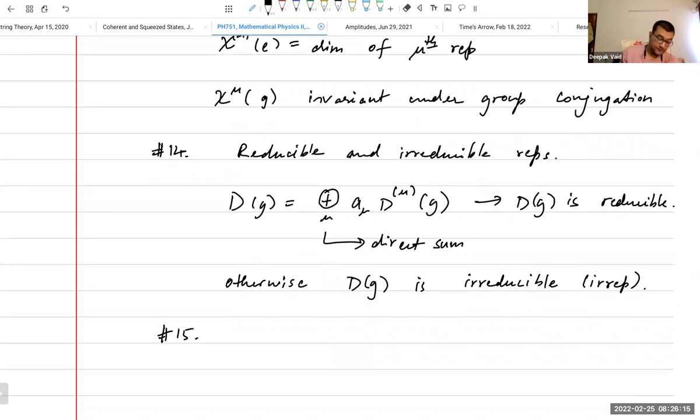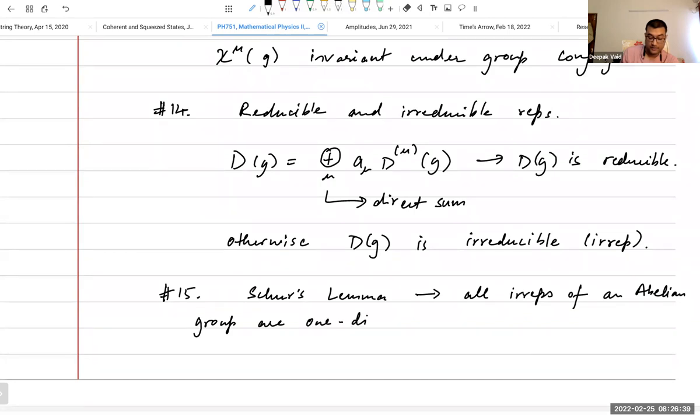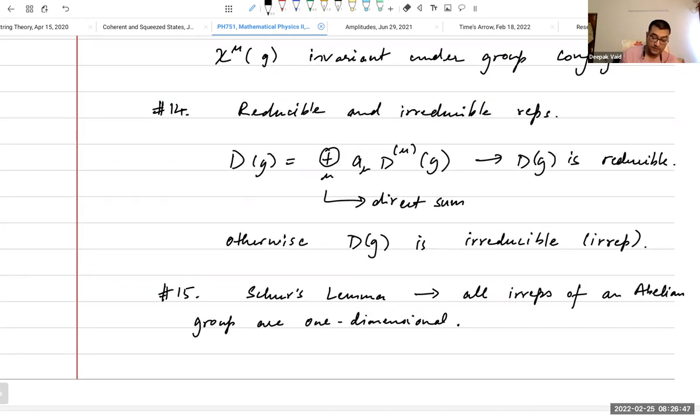Then we have Schur's lemma. And Schur's lemma implies that all irreducible representations of an abelian group are one-dimensional. So this is not the statement of Schur's lemma. This is an implication of Schur's lemma that all irreducible representations of an abelian group are one-dimensional.